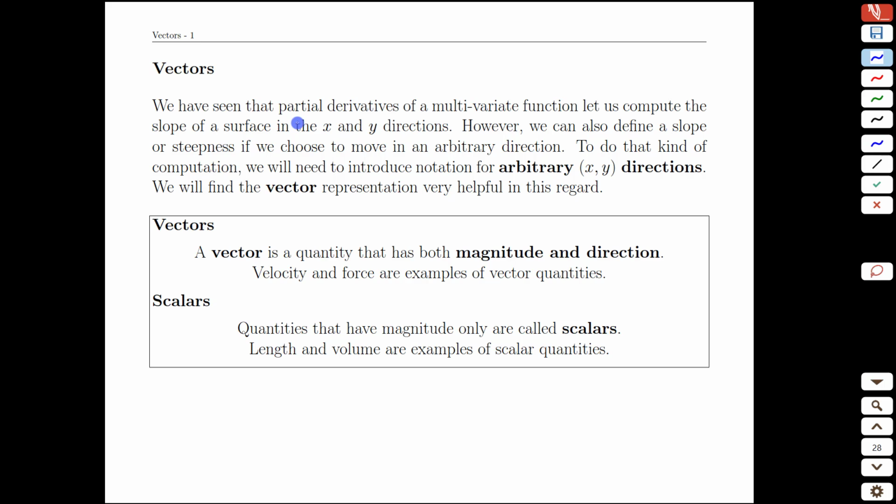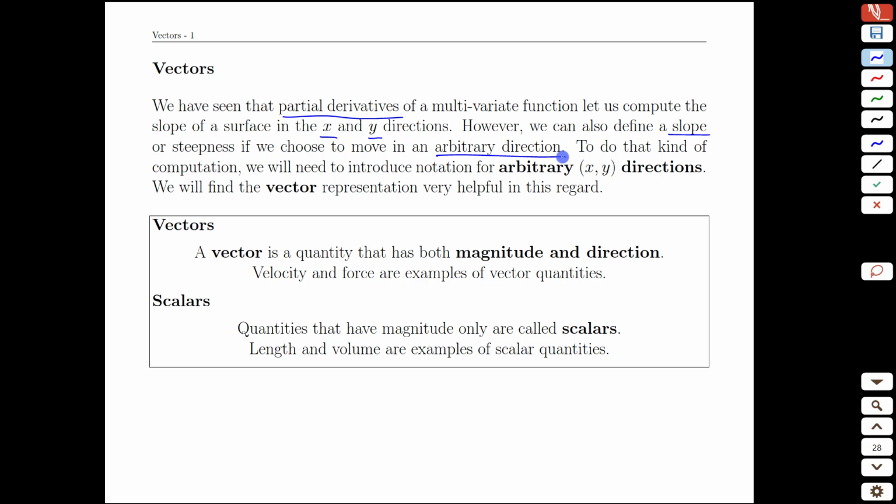Why do we need vectors in our multivariate problems? Well, what we've looked at so far are the partial derivatives, or the slopes, in two specific directions, the positive x and positive y direction. However, it's perfectly feasible and reasonable to define a slope in some other direction.